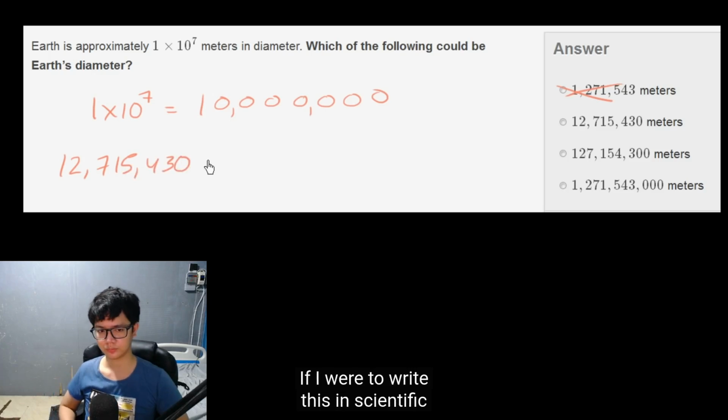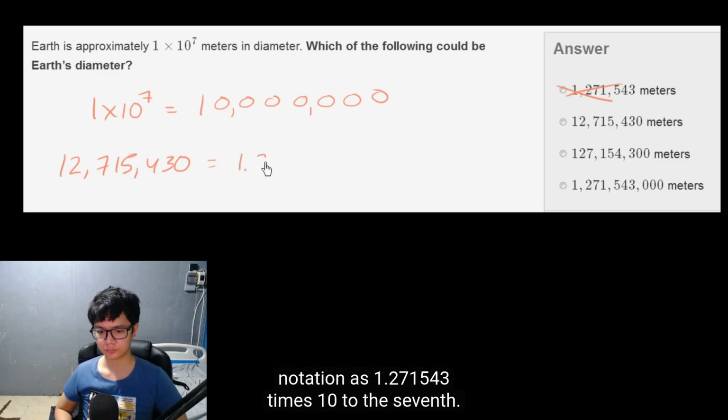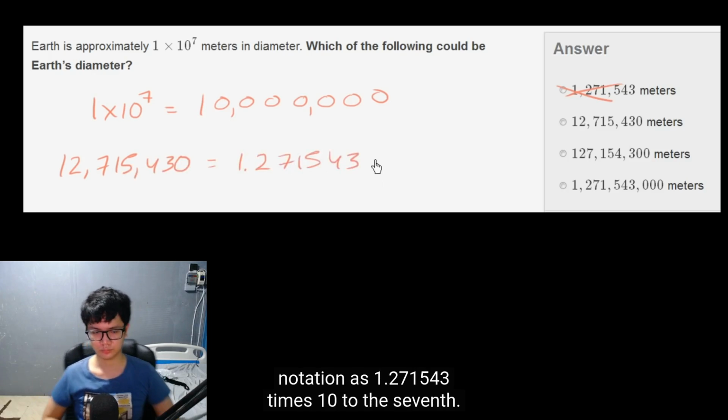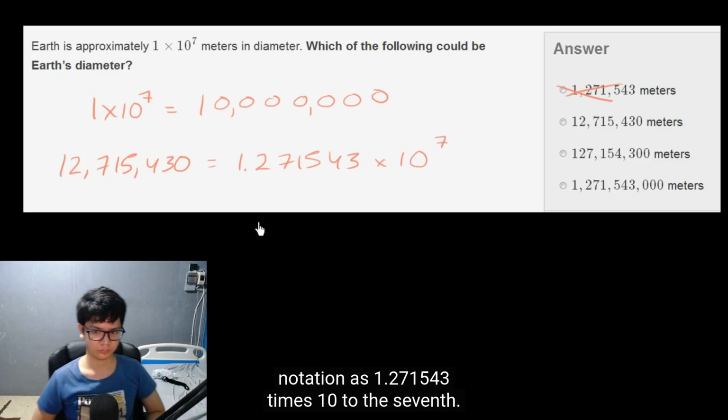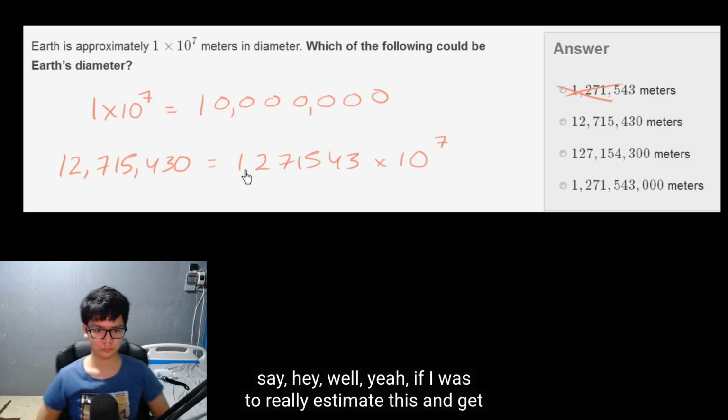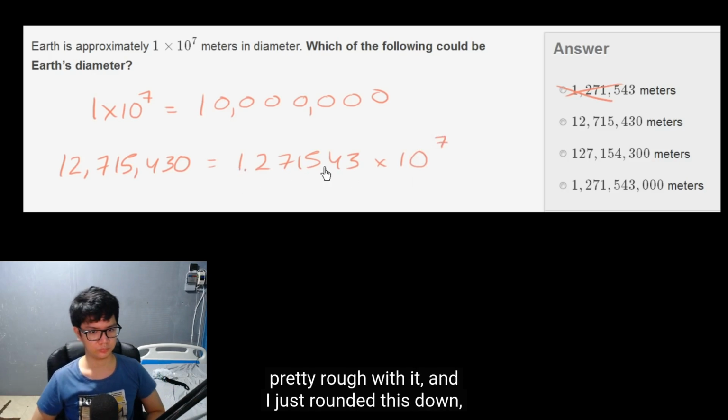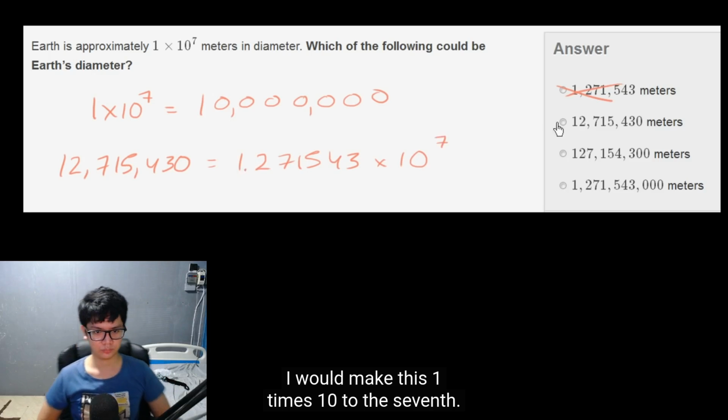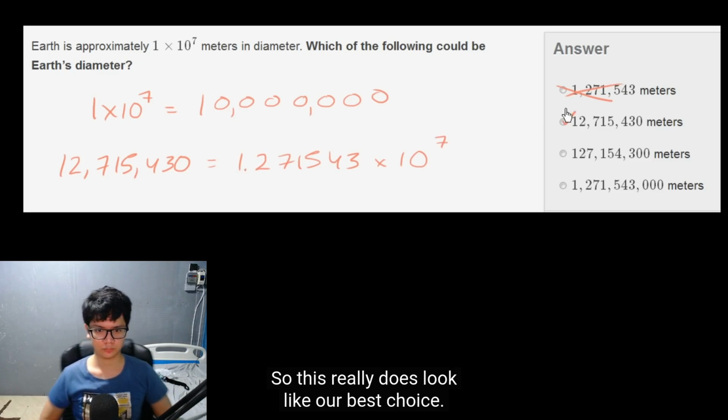12,715,430. If I were to write this in scientific notation, it's 1.271543 times 10 to the 7th. And when you write it this way, you say, hey, if I was to really estimate this and get pretty rough with it, and I just rounded this down, I would make this 1 times 10 to the 7th. So this really does look like our best choice.